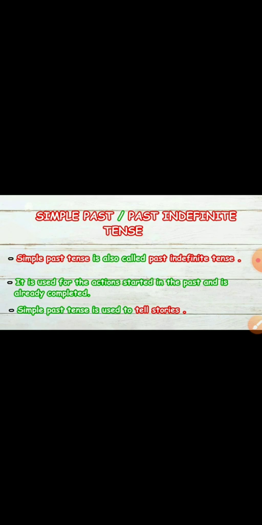Simple past, or past indefinite tense. Simple past tense is also called past indefinite tense. It is used for actions started in the past and already completed. Simple past tense is used to tell stories.